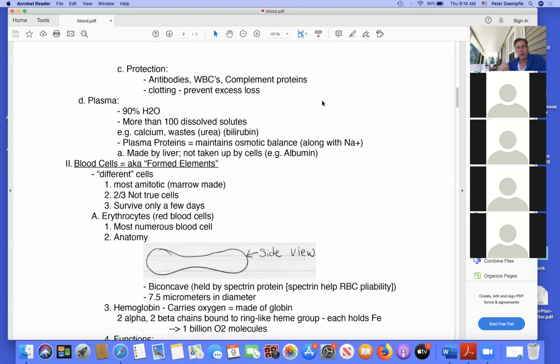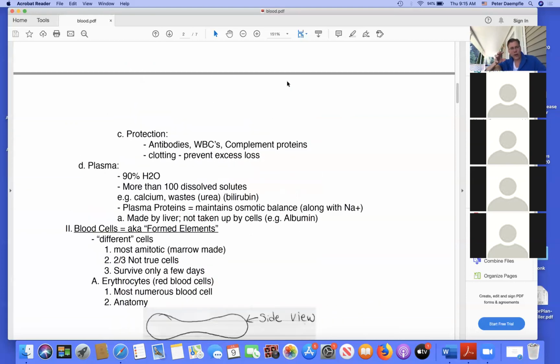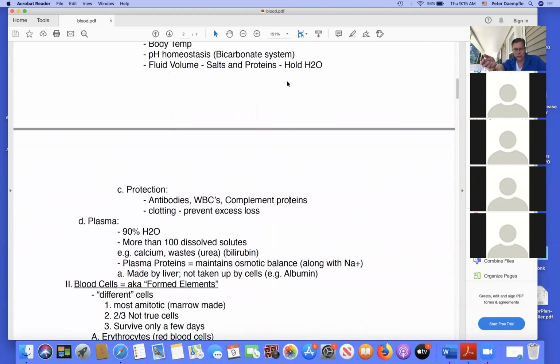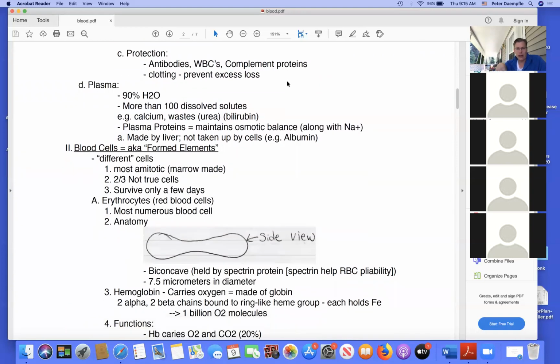And not to go on a tangent, but it's your blood that protects you from viruses like corona and other things. So let's talk about protection. White blood cells. We're going to go over the different white blood cells in the blood that protect you. Complement proteins. These are little proteins that blow holes in the enemy. Clotting. You're protected from cuts. You cut yourself, you clot to prevent excess blood loss. All of that falls under protection. So regulation, protection, and distribution are all the three major functions of the blood. So let's start with the plasma and work our way down.